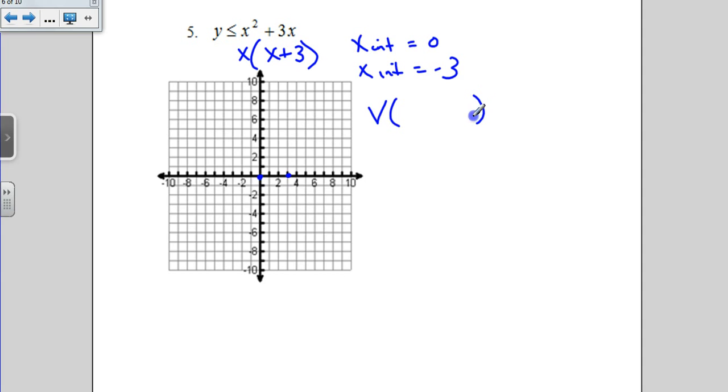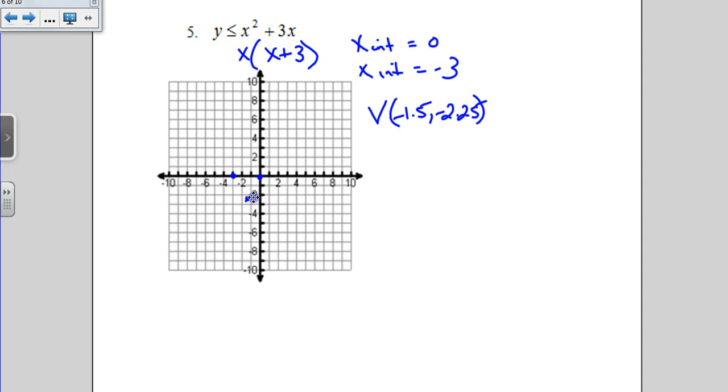Now remember, our vertex is always in the middle of those two intercepts. So right smack dab in the middle of 0 and negative 3, if I add those together and then divide by 2, I get negative 1.5. And then if I take negative 1.5 and plug it into the original equation to find the y value, I get negative 2.25. So I'm going to graph. Oops, I did not graph that right to begin with. Negative 3 would be over here. Okay, negative 1.5, negative 2.25.